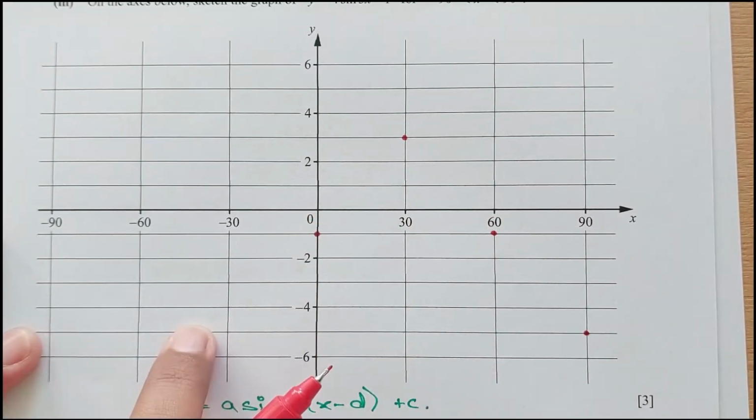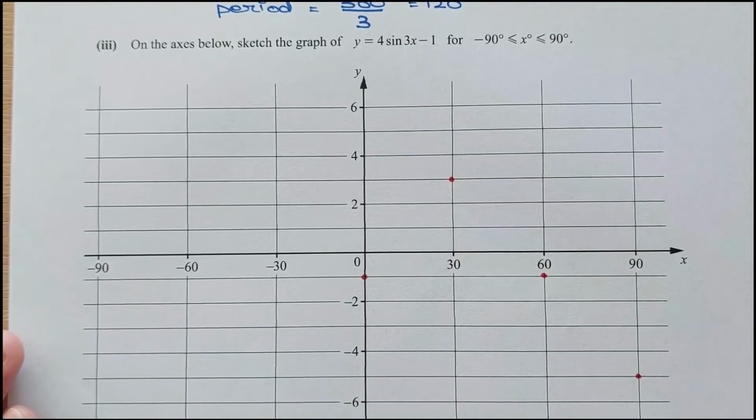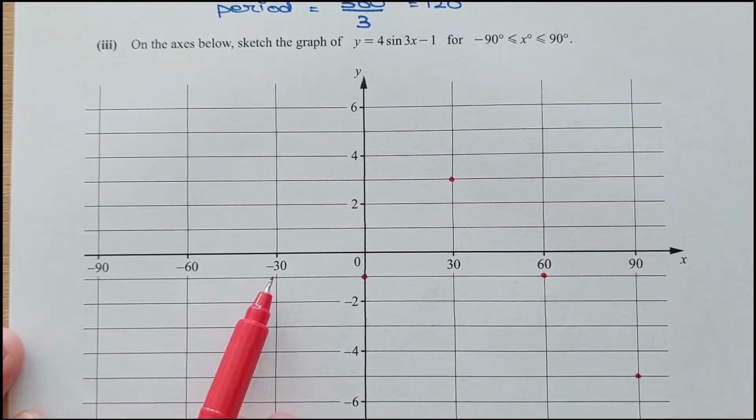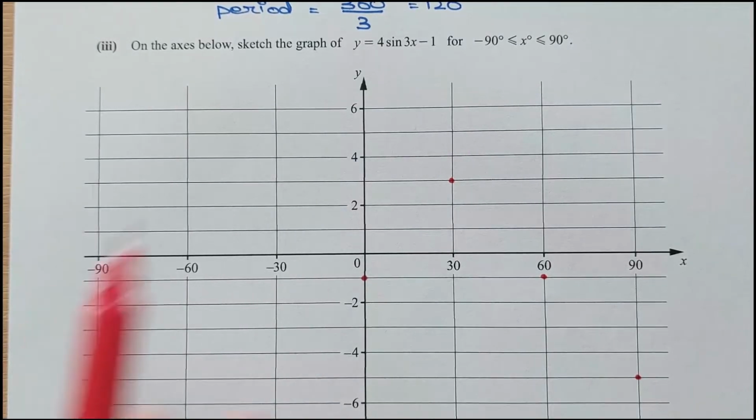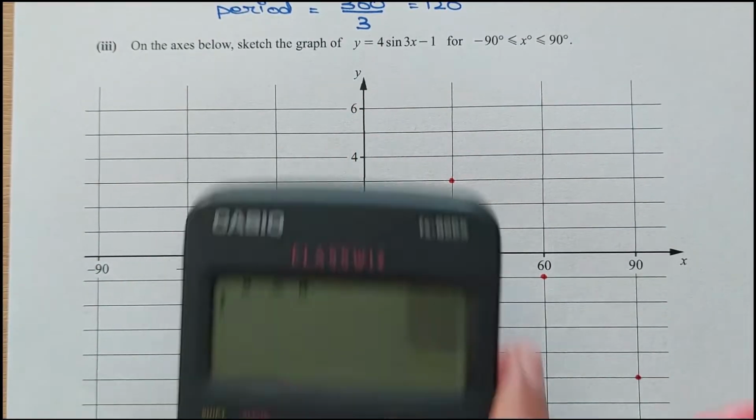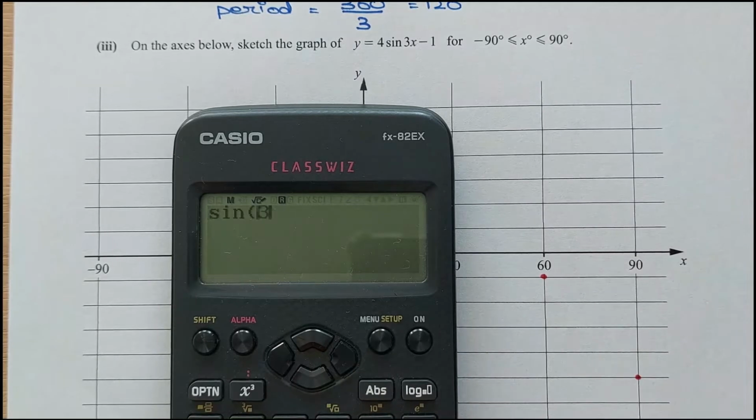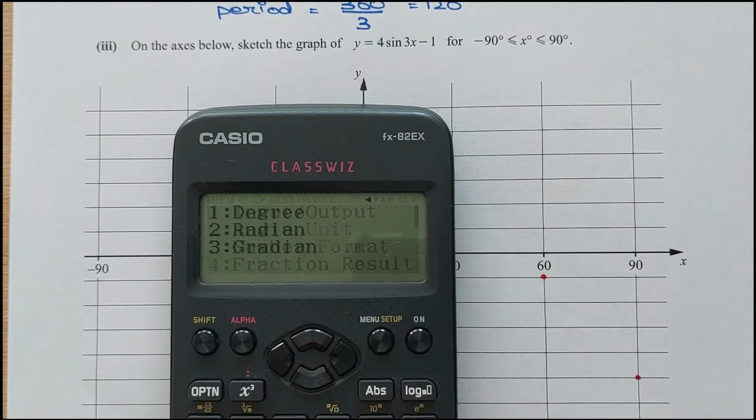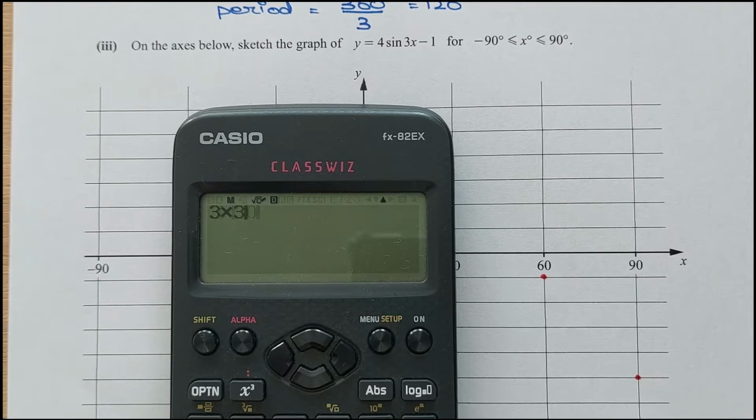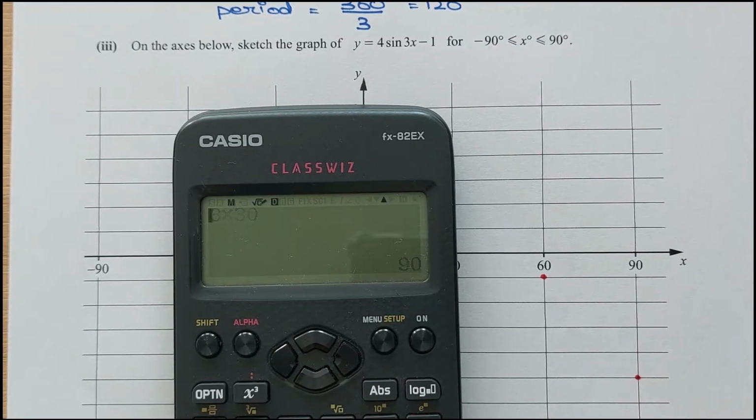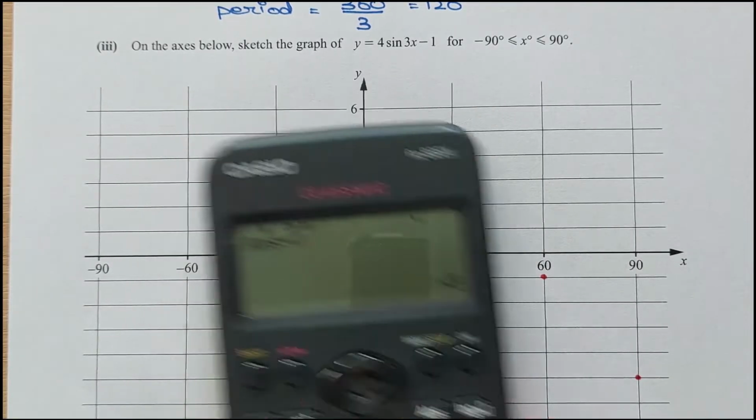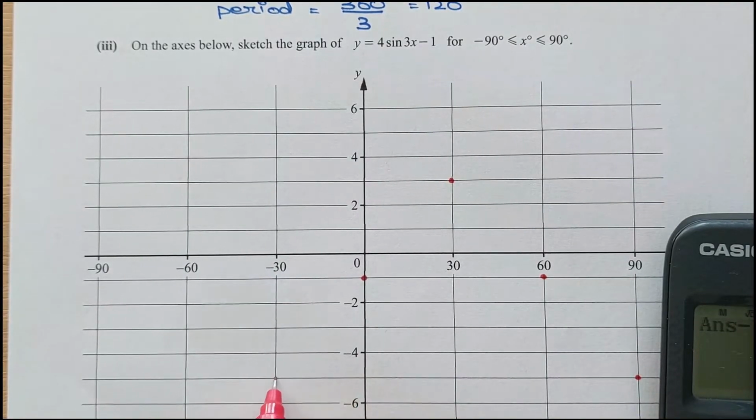Now we can do the same thing for the negative side as well. Now let me check the values of sine when it is minus 30, minus 60, and minus 90. So we have sine of 3 times minus 30. No, it must be in degrees. Sorry. Yeah, now it is in degrees. 3 times minus 30 is minus 90, right? So sine of negative 90, times 4, subtract 1, gives minus 5. So it is at minus 5, this point.